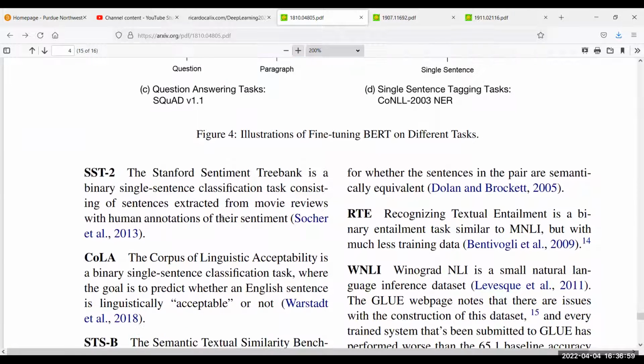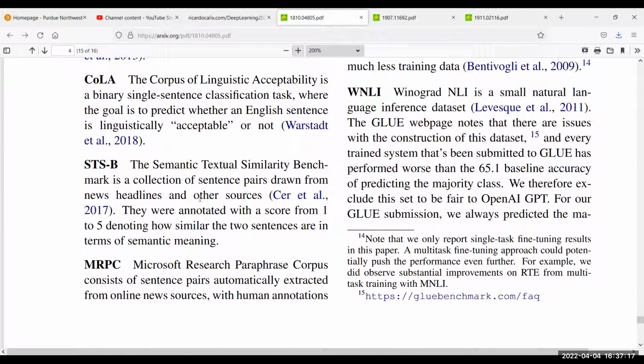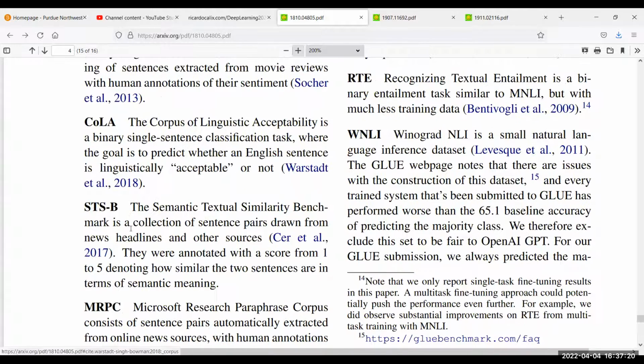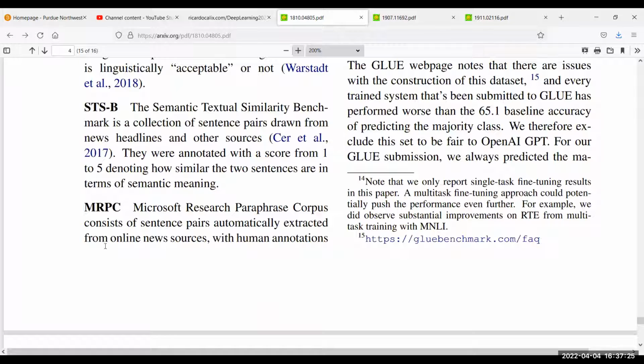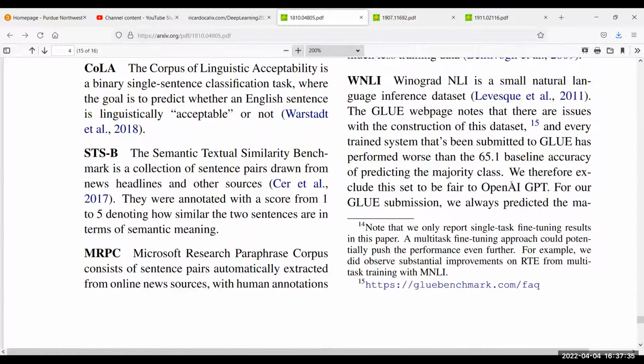SST is the Stanford Sentiment Treebank. So it's sentiment analysis. CoLA is the Corpus of Linguistic Acceptability, which is a binary single sentence classification task where the goal is to predict whether an English sentence is linguistically acceptable or not. So this is a little bit similar to what Joshua Thomas is thinking about. The STS-B is the Semantic Textual Similarity Benchmark. So we did something similar to this today. MRPC is the Microsoft Research Paraphrase Corpus. So that's another one of the tasks. Entailment, NLI, we did some of that today.